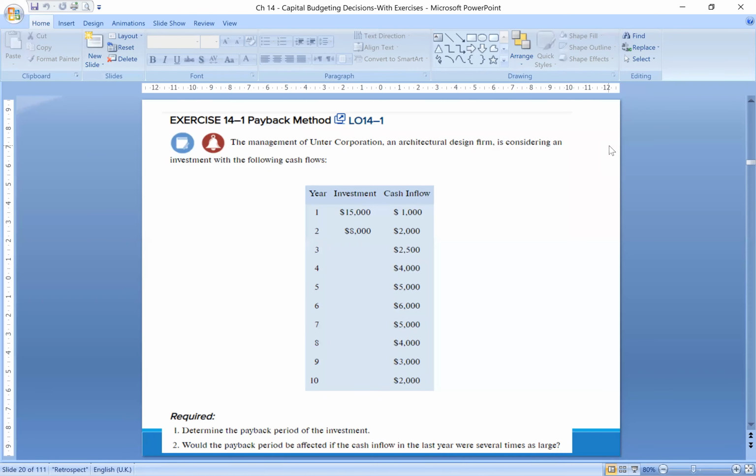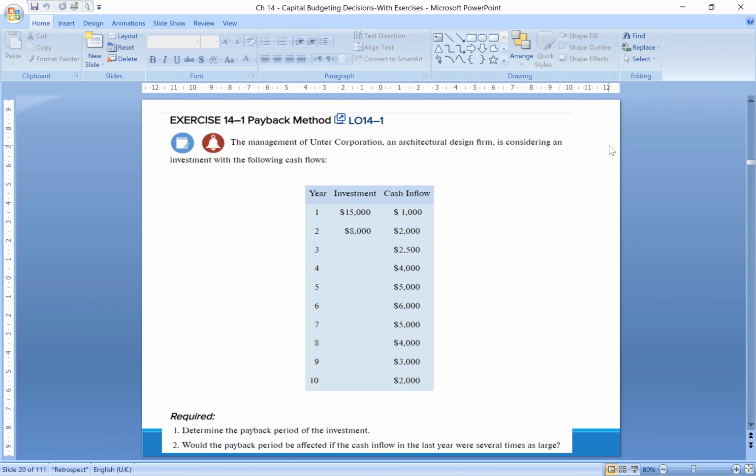This exercise is 14.1. The management of Enter Corporation, an architect design firm, is considering an investment with the following cash flows. Determine the payback period for the investment. Would the payback period be affected if the cash inflows in the last year were several times as large? And this is the disadvantage of the payback period.